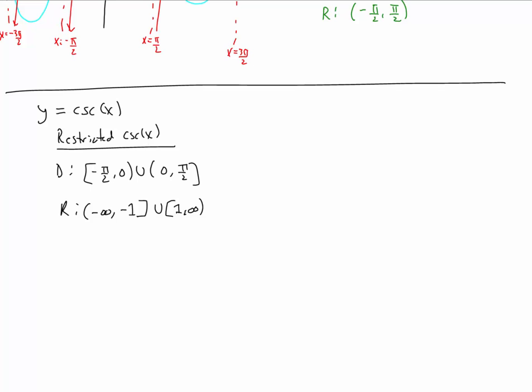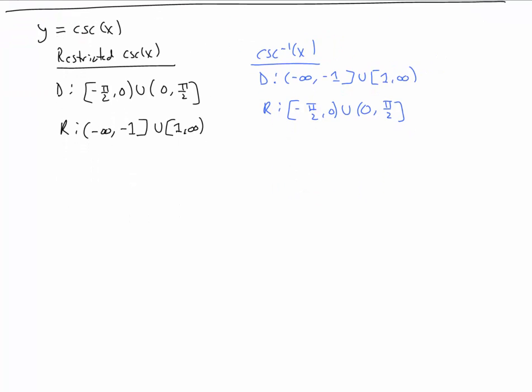Now if I talk about the inverse cosecant, these would swap. So my domain here would be negative infinity to negative 1 bracketed, union 1 to infinity. And the range would be negative pi over 2 to 0, union 0 to pi over 2. Now these can be bracketed because they do not have asymptotic lines at negative and positive pi over 2. Let's go ahead and do the same thing for secant.